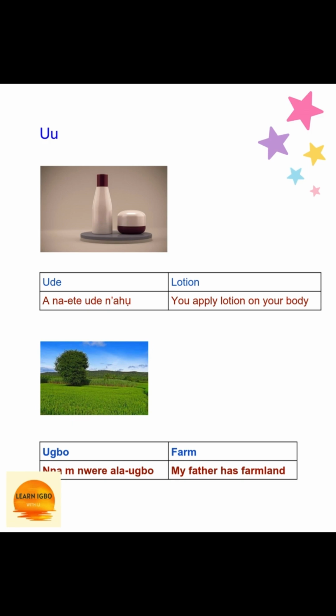Second example. Ugbo. Ugbo, farm. Used in phrase or sentence. Nna m nwere ala ugbo. My father has farmland. Ude. Ugbo. Ngwanụ, ka ọ dịbanụ. Thank you.